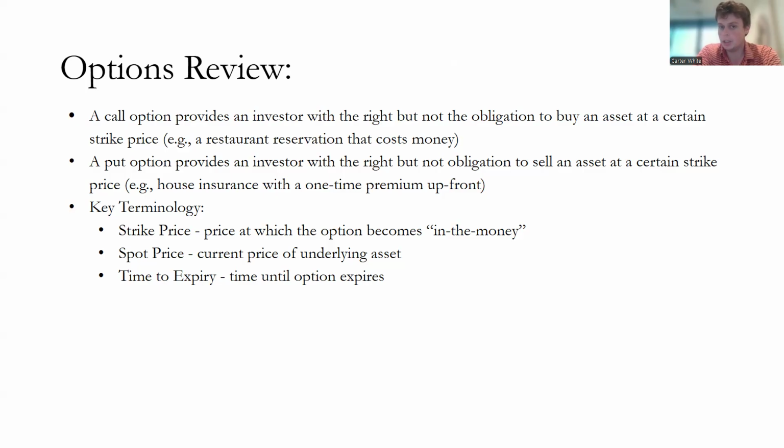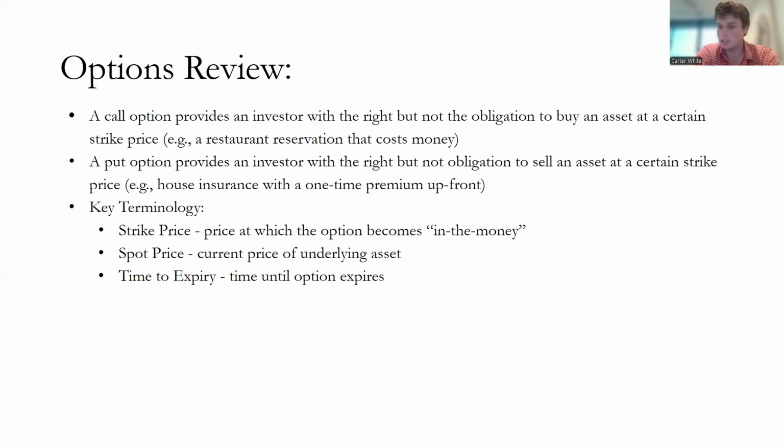If you were to pay money for a reservation, that gives you the right if you're in the mood, but not the obligation if you're not in the mood to eat at that restaurant. I think in some places like New York, people actually pay a lot for reservations. So it really has turned into a quasi options market for reservations there, which is interesting.